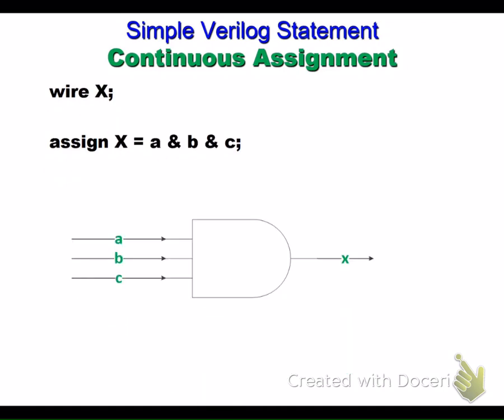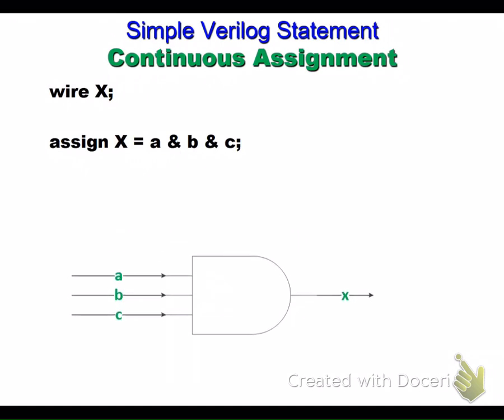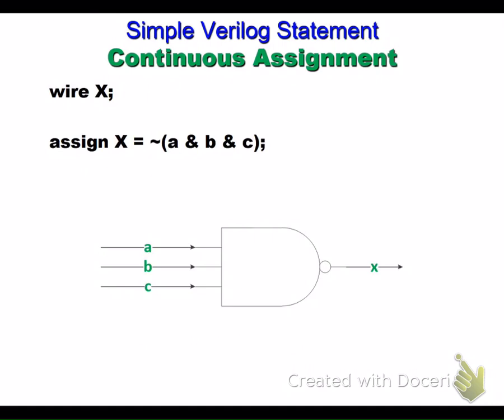The same exactly will happen if I would like it to do A and B and C. Assign x equal to A and B and C. I have to define wire x in advance. The same applies if I would like it to have an AND. Again, the same. This is how we will write it in Verilog, and we need to define x before we assign values for x.